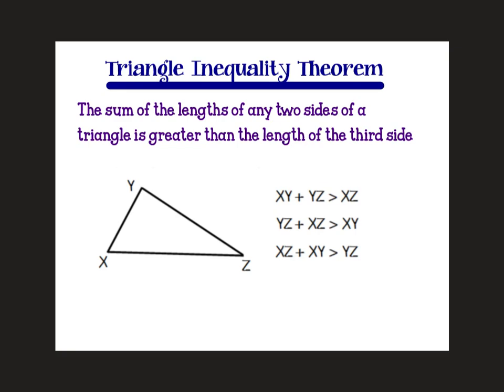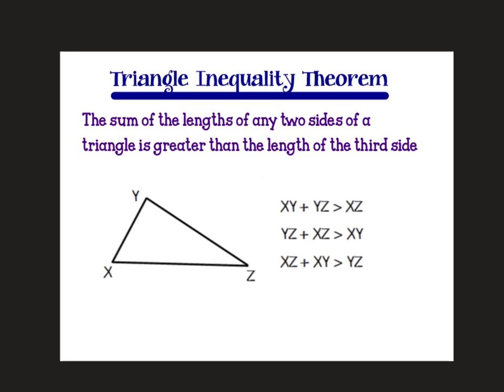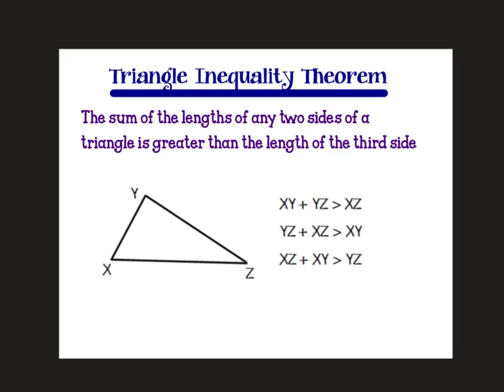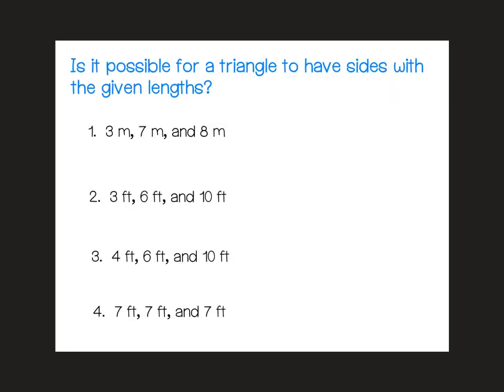So this is just written out with letters, and it's just all the possible combinations that you could add together. So you don't have to memorize this or anything, but there it is written out with letters. So right here it says, is it possible for a triangle to have sides with the given lengths? So essentially we just want to figure out if those inequalities are true.